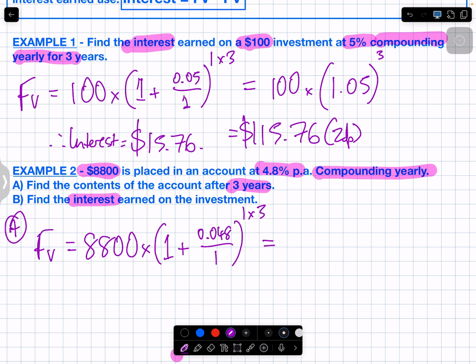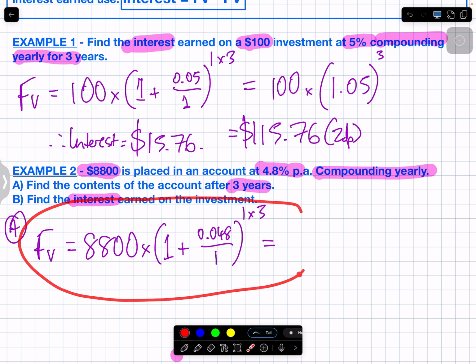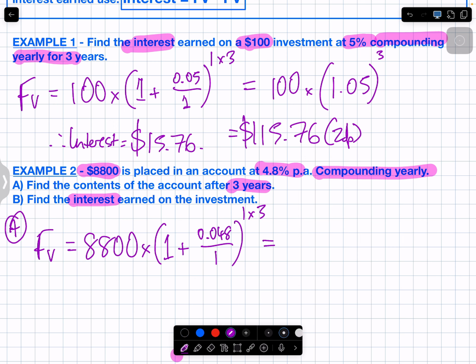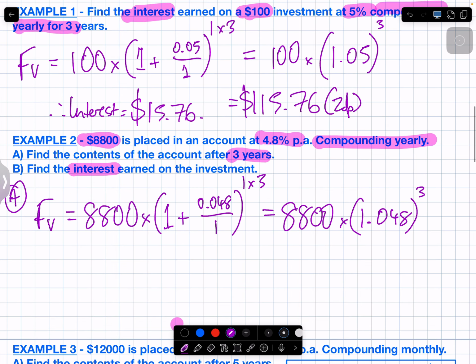So what is that first step? All I did here was plug the numbers into the letters. Now I'm going to clean it up. I'm not going to clean up the 8800. I'm going to clean up the brackets. What's 0.048 divided by 1? Itself. And then add 1 to it. So it's going to be 1.048 to the power of 1 times 3. What is 1 times 3? 3. Now I grab the calculator.